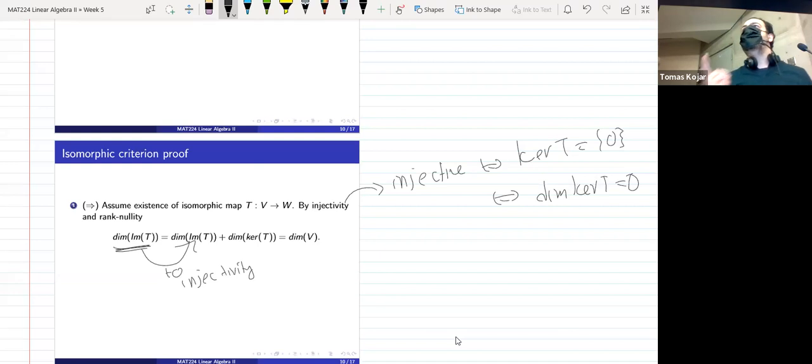And then this guy here is rank nullity. Rank nullity says that the dimension of the domain can be split between the dimensions of the image and the kernel. Okay. Perfect.